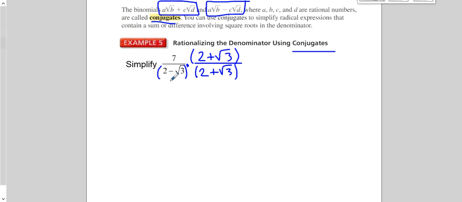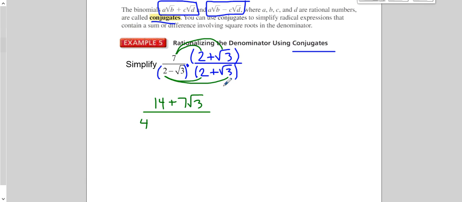All right, so here we go. 7 times 2. 7 times rad 3. All over. Okay, be careful with this one. We have a binomial times a binomial, so we're going to do 4 multiplications. 1, 2, we're going to do those. 2 times both of these, and then we'll do negative rad 3 times both of these. All right, 2 times 2.